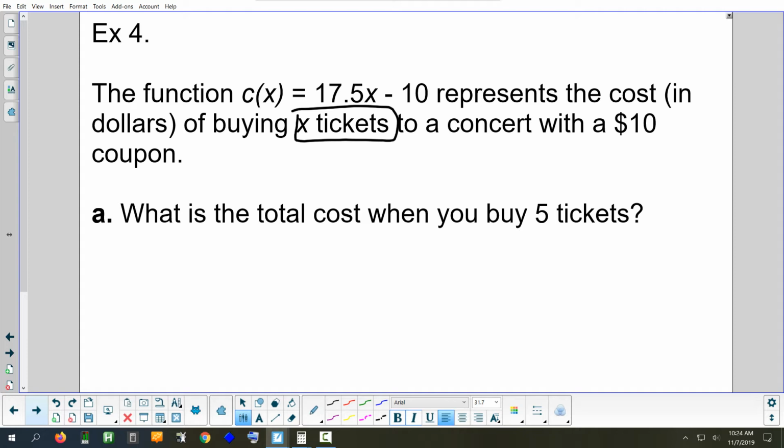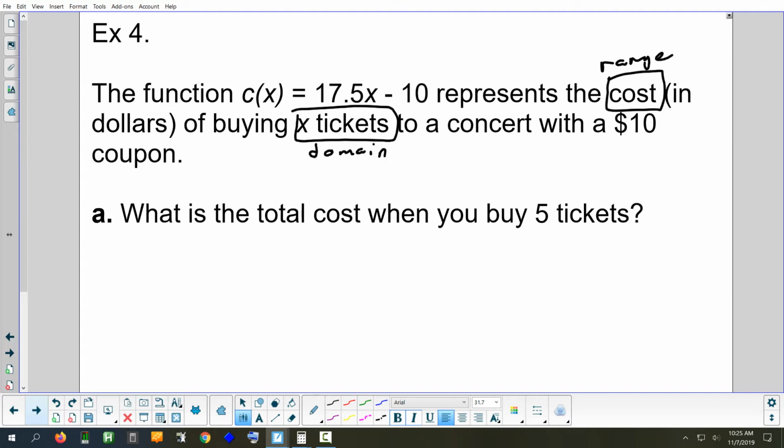Little review, what is x again? What's another name for it? Independent variable, good. It's also my domain, good. So x is the domain. They don't necessarily ask that in this problem, but on the test, I am going to ask you which one is the domain, which one's the range. So x is tickets, and the other one is cost. What's cost? If tickets is domain, cost is range. That's your range.